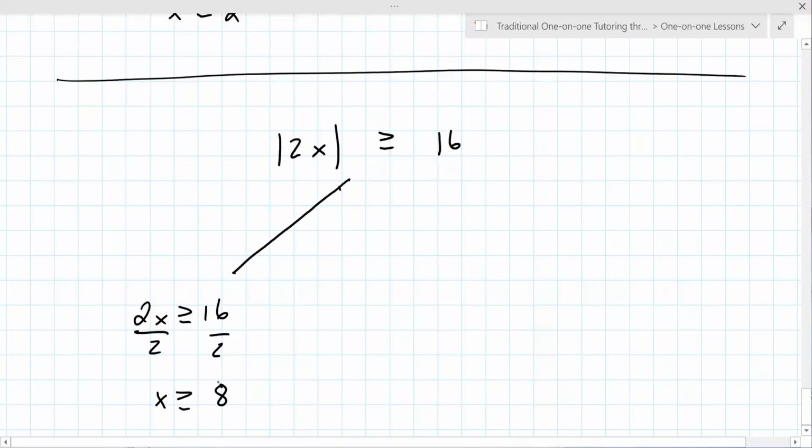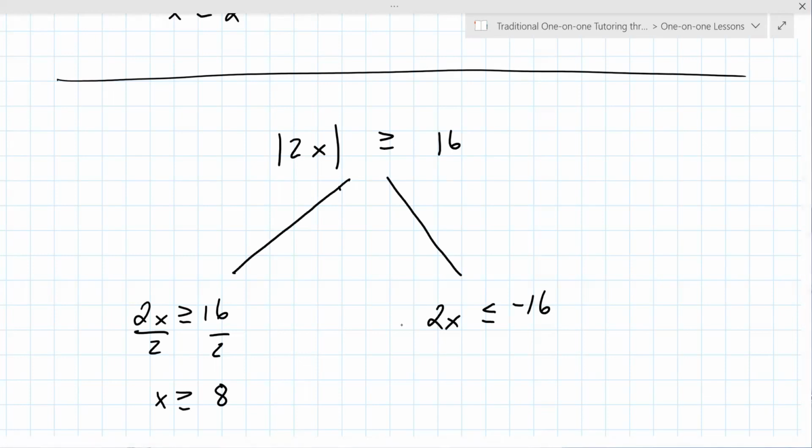Now this other path, you start out by writing the same thing, 2x, but you flip this inequality, so it becomes less than or equal to, and then you change this to a negative sign, -16. So how do you undo multiplication by 2? You divide by 2. So x is less than or equal to -8. Yes, that's right.